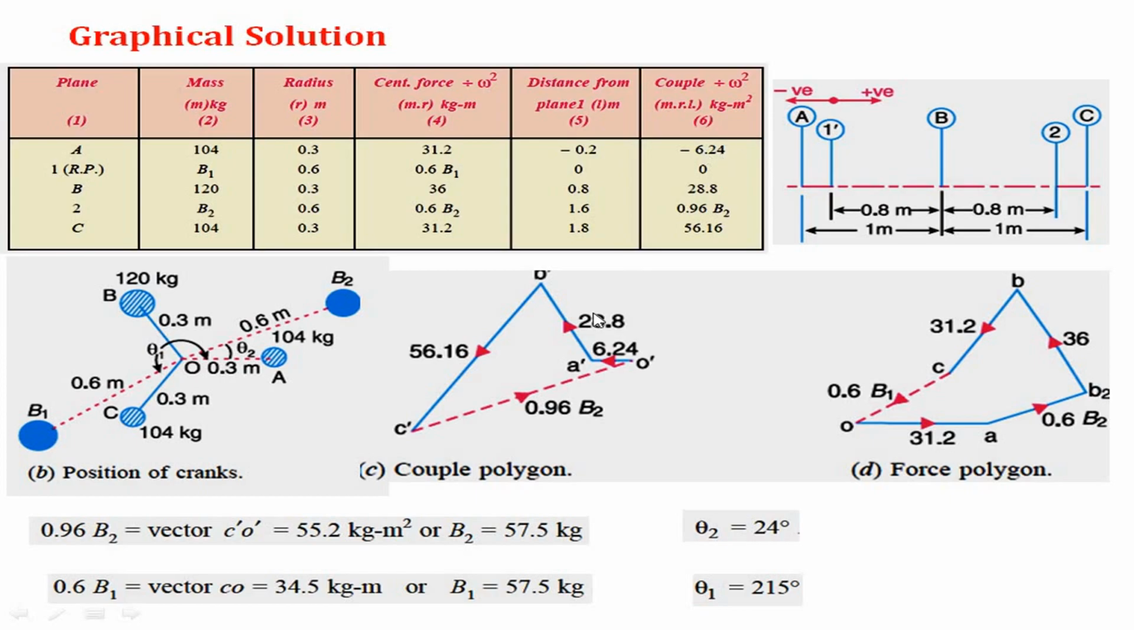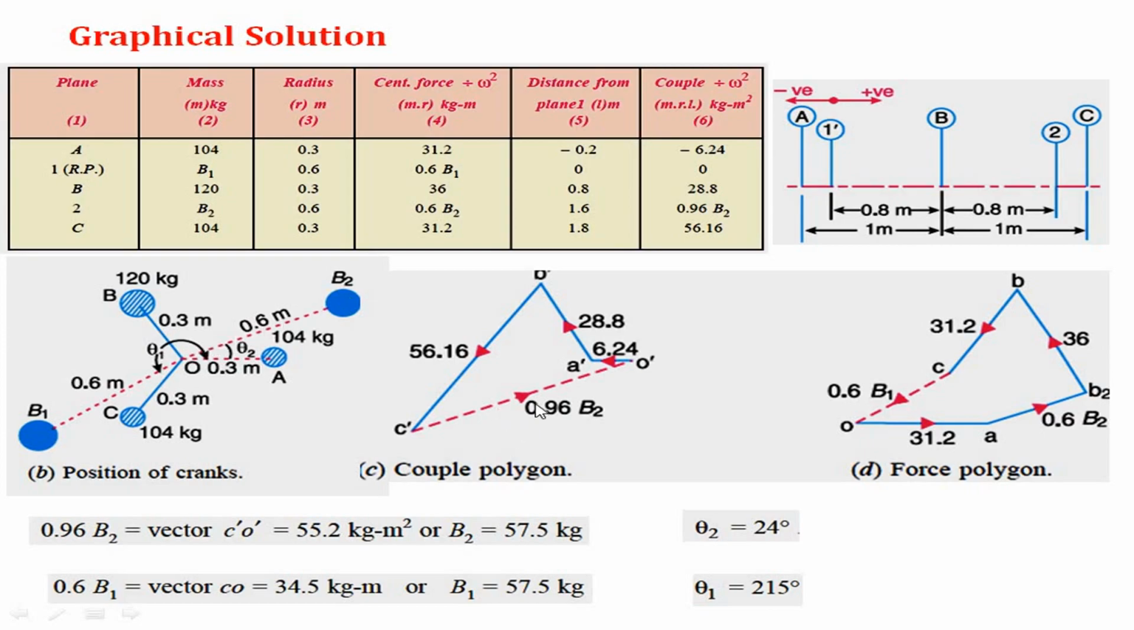Fine, so we'll start with minus 6.24 over here, which will be drawn in the negative direction, then 28.8, which is going to be parallel to B, then 56.16, which is parallel to C, right? And the closing side is going to give you the value of 0.96 B2. So by using a proper scale, we can get the value of B2 equal to 57.5 kg. The same line will be drawn over here, parallel to this one, which represents the angular position for mass B2.